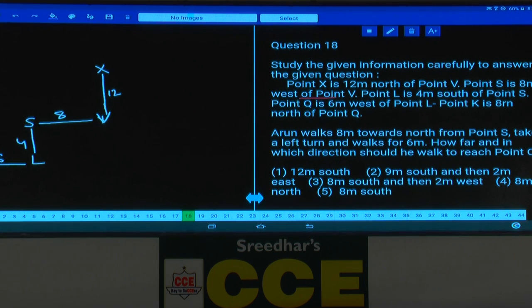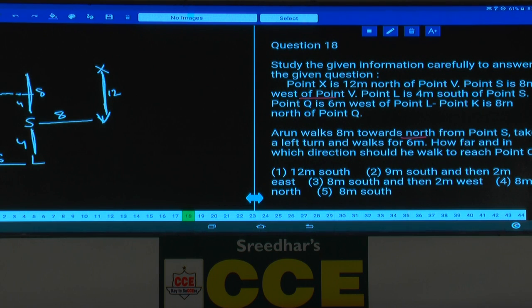Then, Arun walks 8 meters towards north from point S. From point S, this person has covered 8 meters. Now the total distance between these two is 12, out of which this person has covered 8 meters. Then, what else is left? Now, S and L, the difference is 4, hence up to here the distance is 4, and again from here to here the distance is 4. He will be in the horizontal straight line with the help of K and S, isn't it?